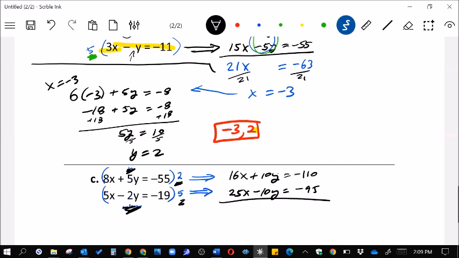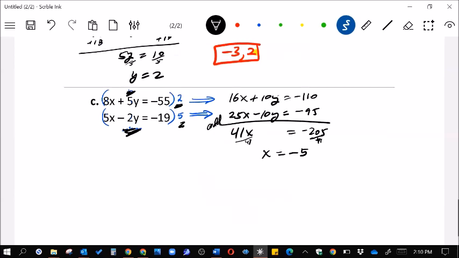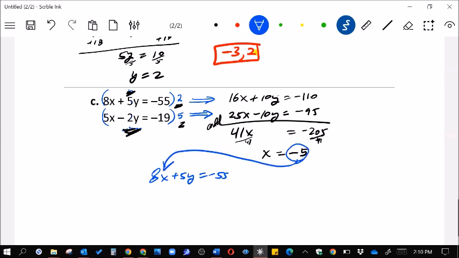And now I can add them. I add them, and it gives me 41x equals negative 205. A calculator will tell you that if I divide both sides by 41 to get the x by itself, 41 goes into 205 5 times, and it's a negative. So now that we've done that, we're going to take one of these problems. I'll take 8x plus 5y equals negative 15, and I'm going to plug that in place of x, and we'll figure out what y is.